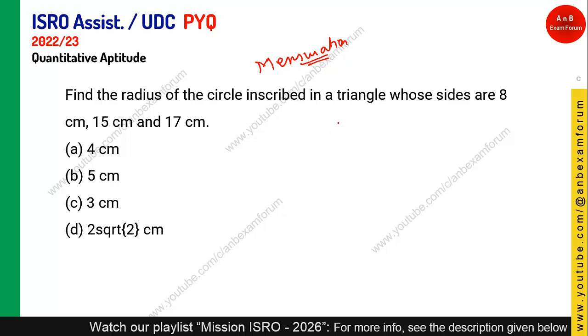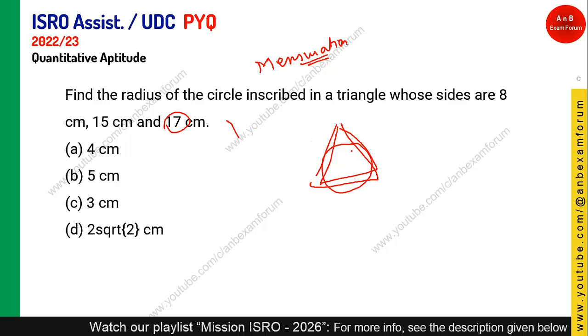Again, if you know the formula you can solve this question, otherwise you have to skip it. There is one triangle and a circle is inscribed in it. You need to calculate the radius and the sides are given. Normally in such questions the triangle is generally a right angle triangle, and you can confirm it. If you calculate 8 square plus 15 square, 64 plus 225, it becomes 289, which is the square of 17. So this is basically a right angle triangle.